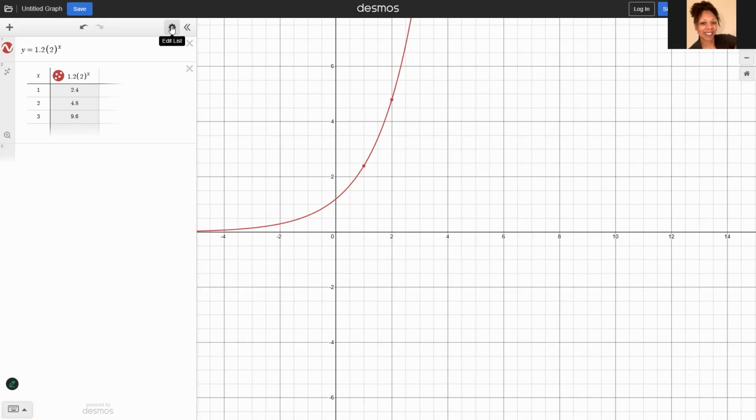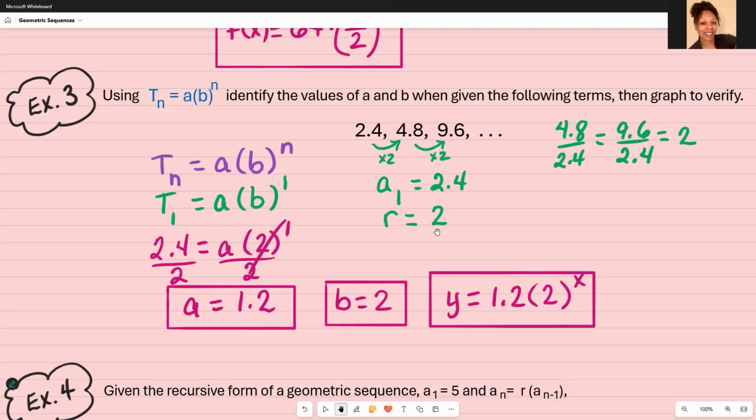You go to your gear setting, select the table. Once you select your table, it's going to pull this information up, and then you can just verify your terms 1, 2, and 3, which is my output 2.4, 4.8, and 9.6. And that is what this is showing here. First term, second term, third term.